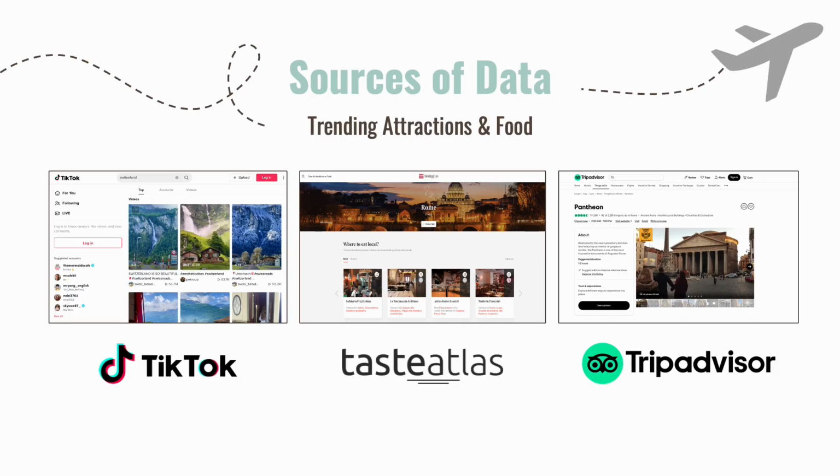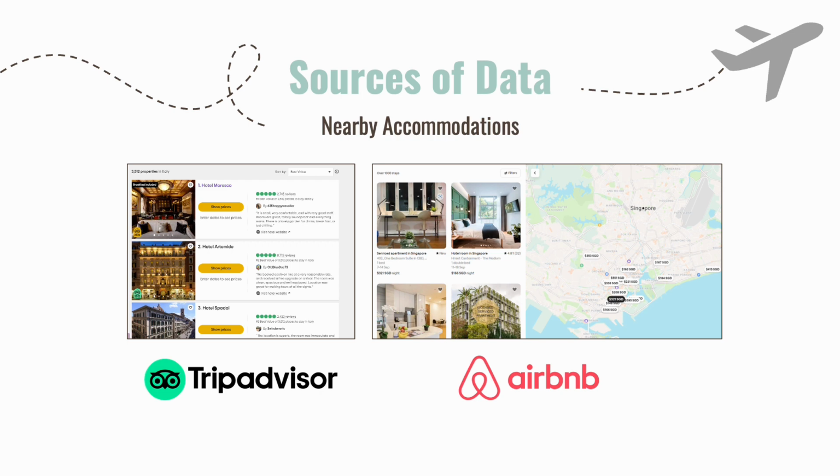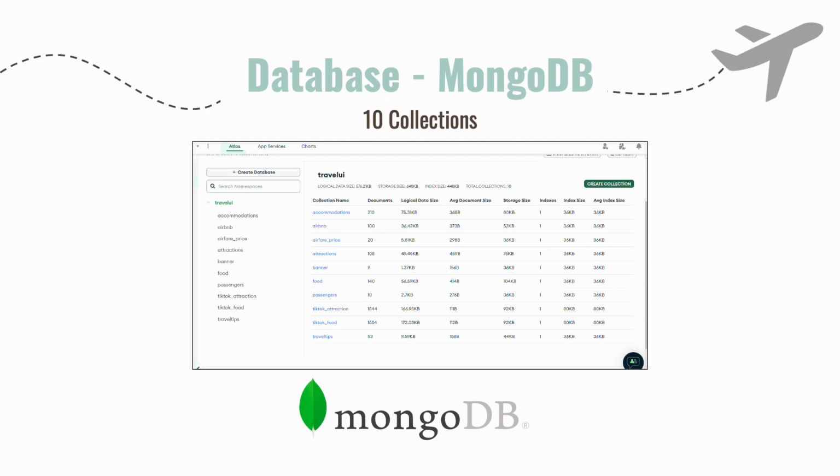The data we used were retrieved from various sources. For trending attractions and food, we use data from TikTok, Taste Atlas, and Travel Advisor. For nearby accommodations, we use data from TripAdvisor and Airbnb. Since most of the data were collected via web scraping, we decided to use NoSQL database, MongoDB, to store the data scraped from the internet. This is our database with 10 different collections, such as accommodations, Airbnb, food, and many more.